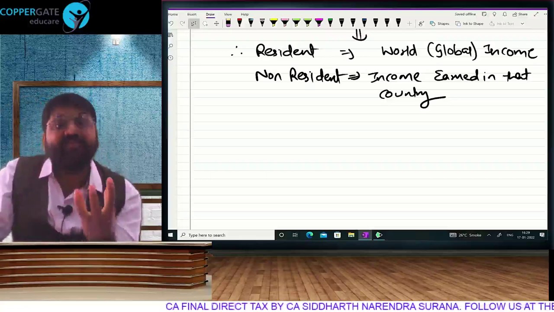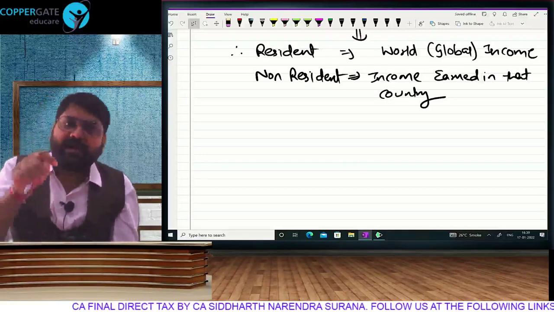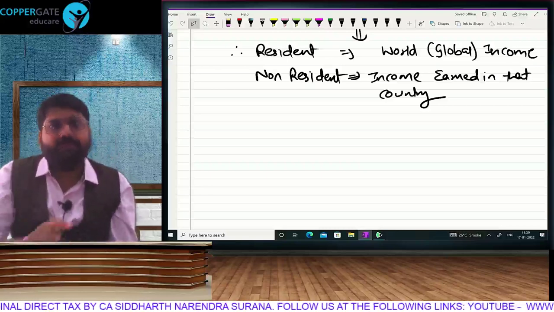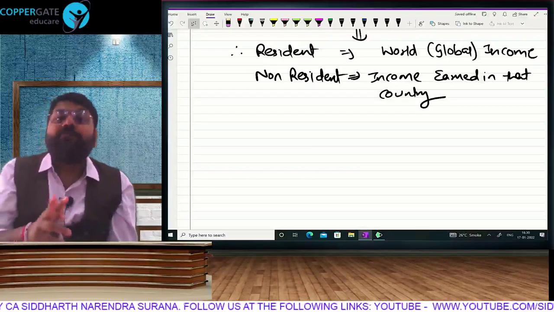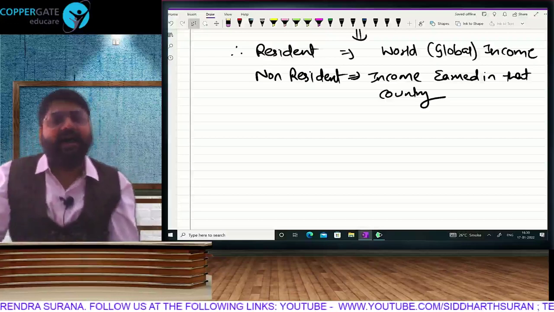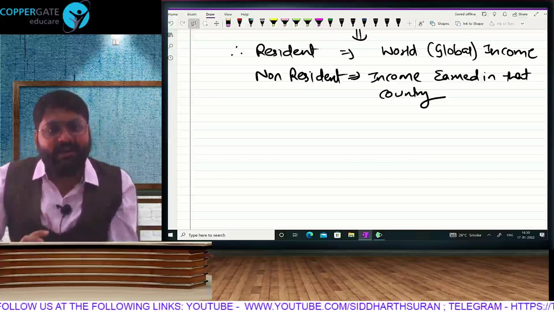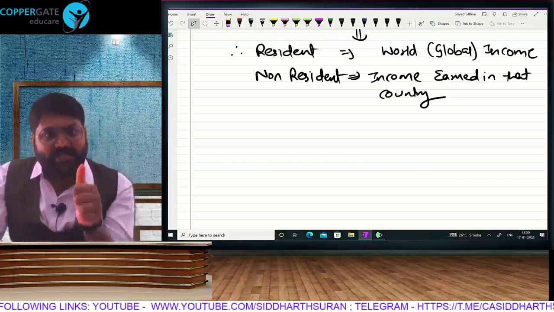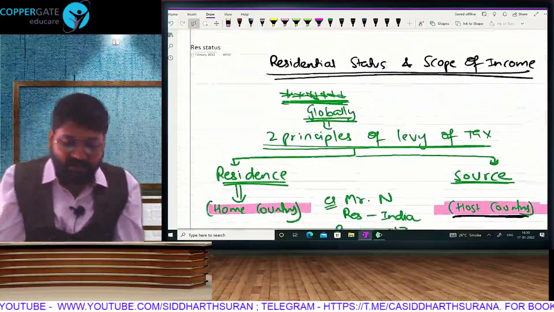And now let's convert it to the Indian angle. If you are a resident of India, then you will pay tax in India on income earned worldwide, global income. If you are a non-resident in India, you will still pay tax in India on income earned in India. On income earned in India. That is called the principle of source. So, a resident pays on world income and a non-resident on Indian income, and that is the reason why we need to study this.